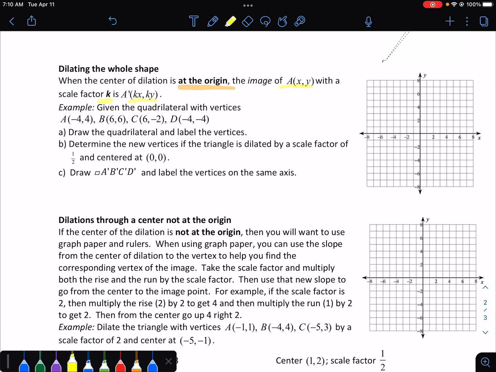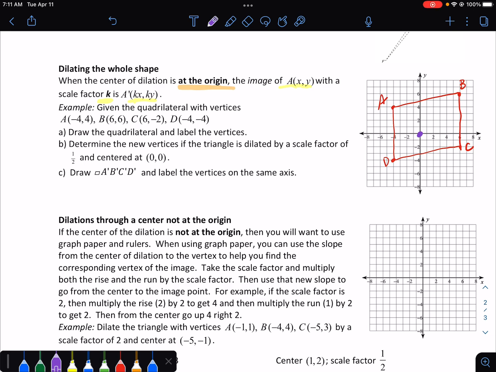at the origin. Okay? So if we draw a picture, we have A at -4, 4. B is at 6, 6. C is at 6, -2. And D is -4, -4. So here is my quadrilateral. Okay. And we know that our center is at 0, 0. So all of our points are going to be expanded or condensed from that value, or from that center.